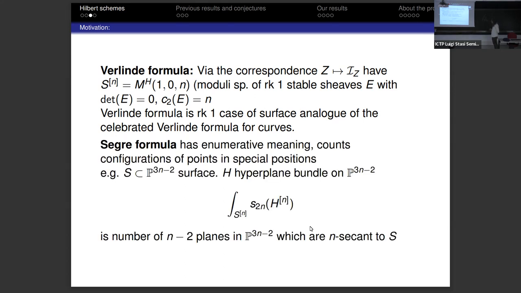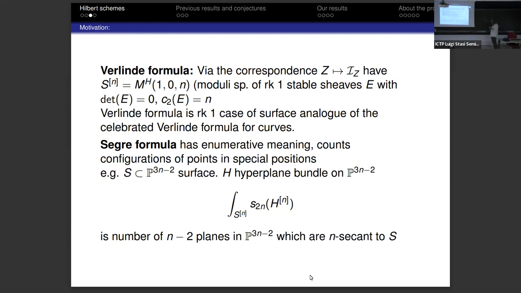Then why would one care about the Segre formula? Again, the main reason is maybe because it's there, but it has, for instance, an enumerative meaning. It counts configurations of points in special positions. If you take a Chern class of something, it means that so many sections impose fewer conditions, and so on. For instance, if we take a surface S in P^(3n-2) and take the hyperplane bundle on this, restricted to S, then the integral over S^[n] of the top Segre class of the corresponding tautological bundle will be the number of (n-2)-dimensional projective subspaces of P^(3n-2) which are n-secant to S.